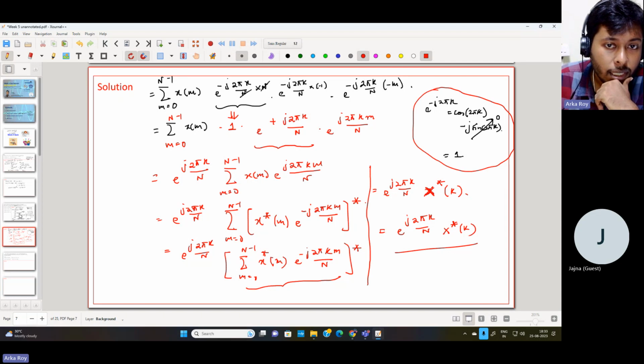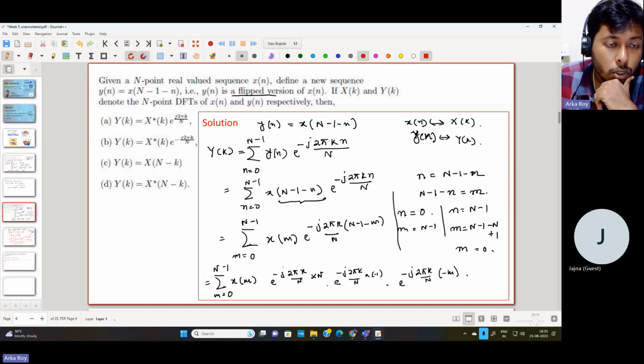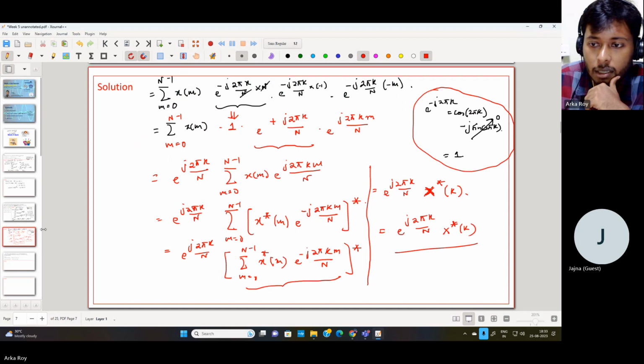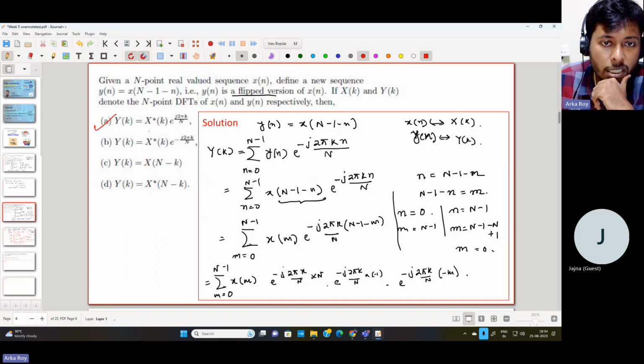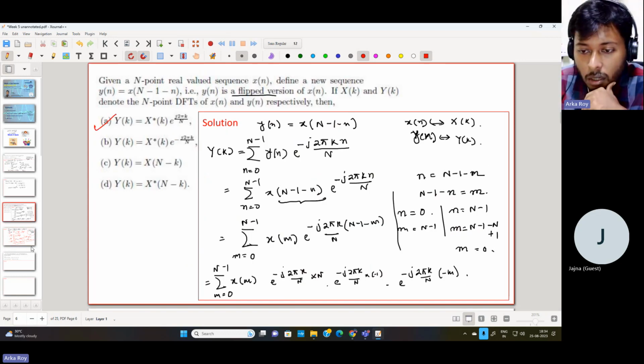So I can see which of the options is coming with the same representation, that is option A. So y of k is equal to X star of k times e to the power j 2 pi k by n. So option A is matching with the final solution.